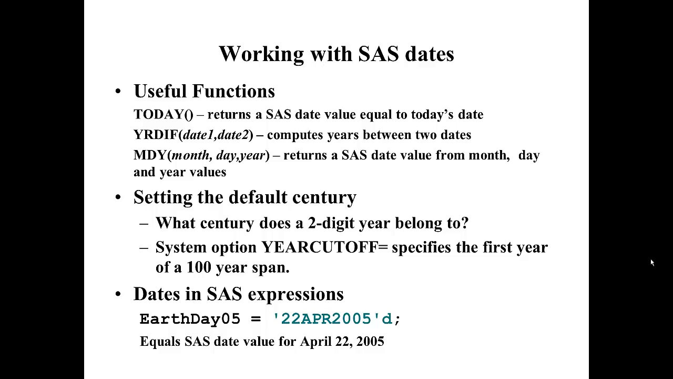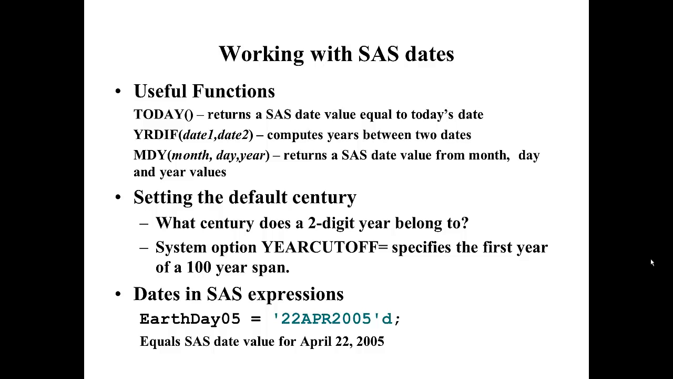Another thing we are going to be talking about is how SAS handles two-digit years. By default, if SAS sees a two-digit year, it assumes that it is between the years 1920 and 2019. So if you have a two-digit year of 03, then SAS is going to assume that that year is 2003. There are options, though, that you can change the 100-year span using a system option called year cutoff, and it specifies the first year of a 100-year span. So if we say year cutoff equals 1900, then our 100-year span goes from 1900 to 1999.